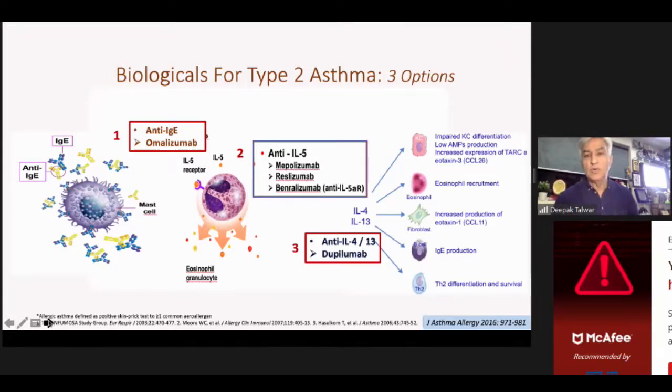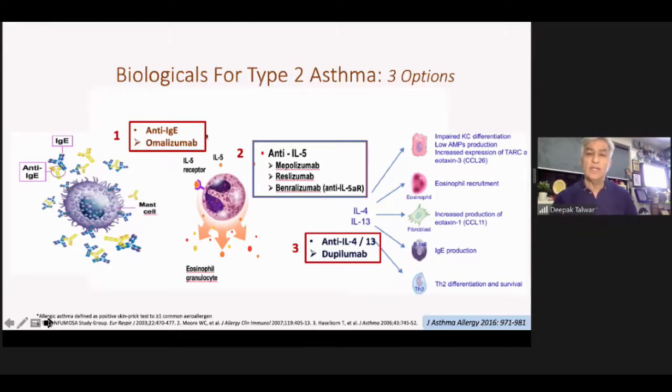And the third group is the one which targets anti-IL-4 and also IL-13, because the IL-4 receptor shares its alpha subunit with IL-13. Hence it is a blocker which basically blocks 2 cytokines, IL-4 and IL-13, that is dupilumab.